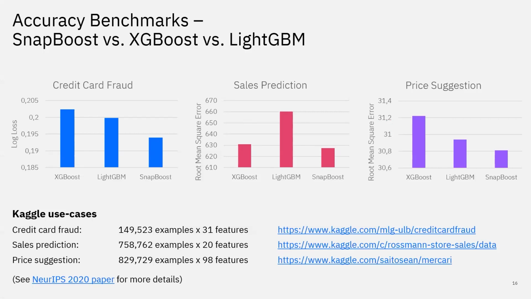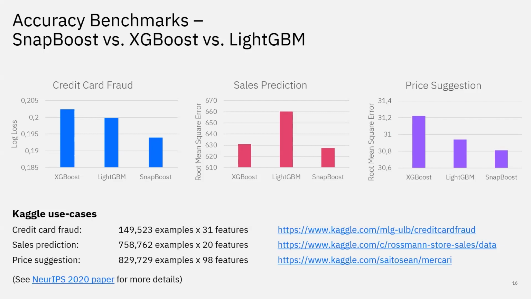Okay, so here we compare SnapBoost again against XGBoost and LightGBM, but now on a different set of data sets. OpenML is great for benchmarking because, as I said before, it has a lot of data sets, but the data sets are often quite small. And also they're very often synthetic or kind of toy data sets that people have been using in the machine learning community for quite some time. What we wanted to do with this benchmark was to take some more realistic and more interesting use cases.